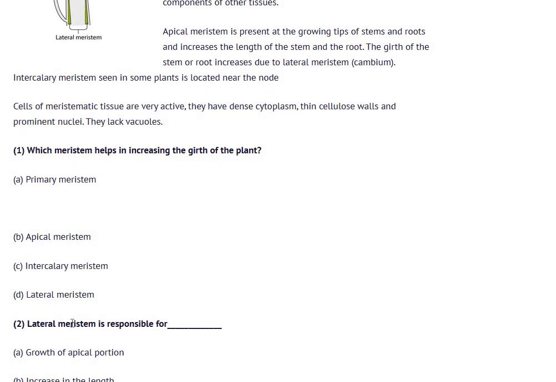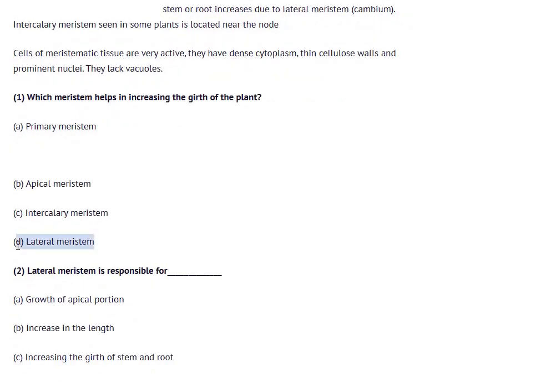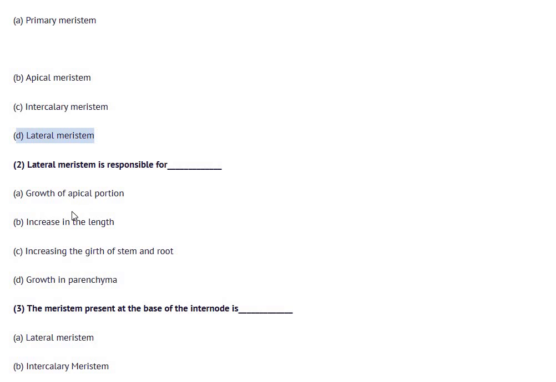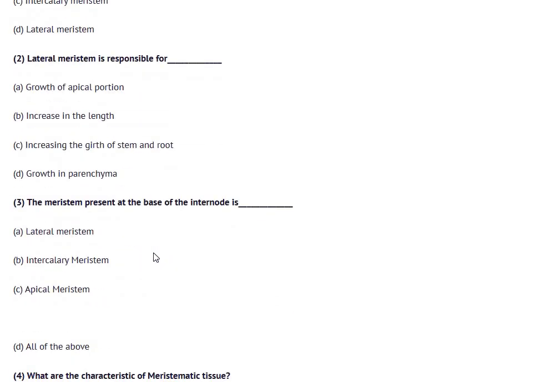First question: which meristem helps in increasing the girth of the plant? It is lateral meristem, option D. Apical meristem increases length, while lateral meristem increases the girth of stem and root. So option C, increase in girth of stem and root. The meristem present at the base of the internode is known as intercalary meristem.